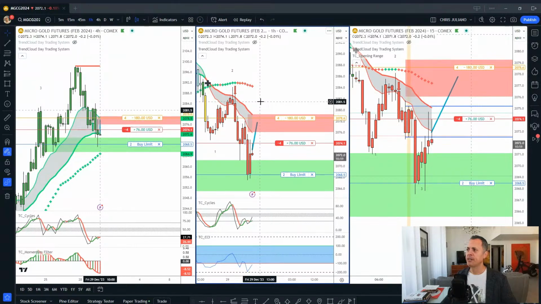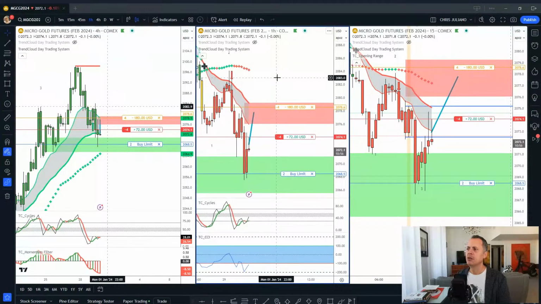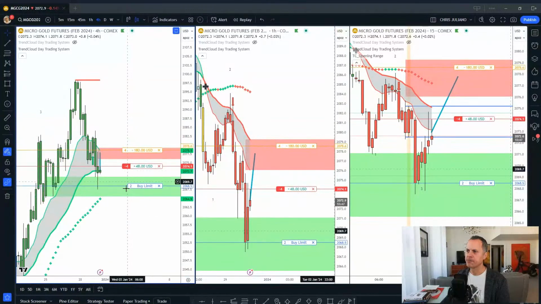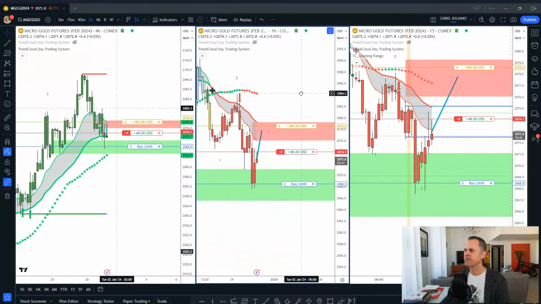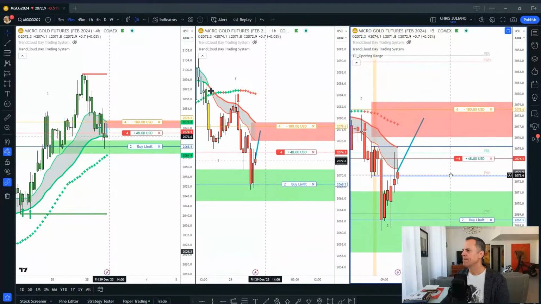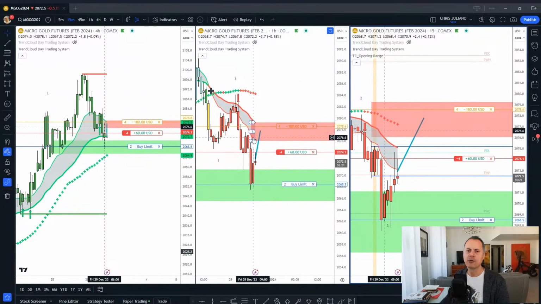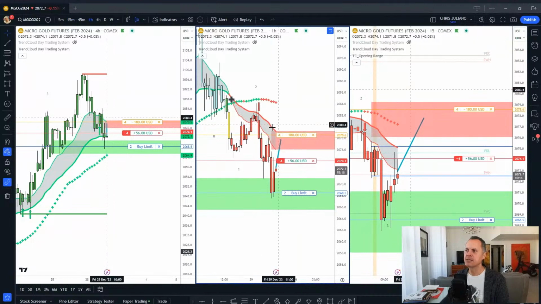Okay, but getting back to understanding the visual representation of all of this, you can double click onto these charts and really focus on what you're looking at. We're looking at a retracement into the opening range. We've got a demand zone here, a supply zone here, and a supply zone up here that is also inside of the 1 hour trend cloud. And that's what this thing likes to do.